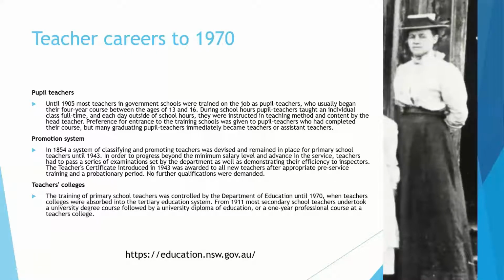Teacher colleges. The training of primary school teachers was controlled by the Department of Education until 1970, when teachers colleges were absorbed in the tertiary education system. And from 1911, most secondary school teachers undertook a university degree course, followed by a University Diploma of Education or a 1-year professional course at a teacher's college.